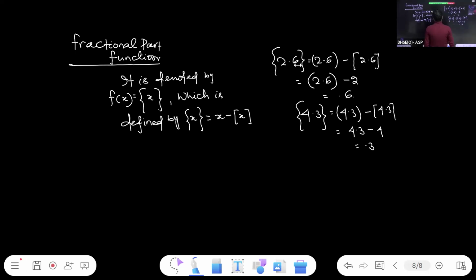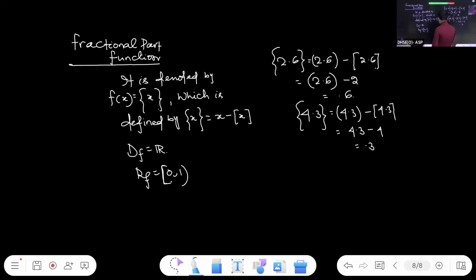Okay. So fractional part of x always lies in the interval 0 to 1. The domain of the function is R. It is defined for all real numbers. Range f is equal to 0 to 1. Domain of the function is R. Range of the function is 0 to 1.